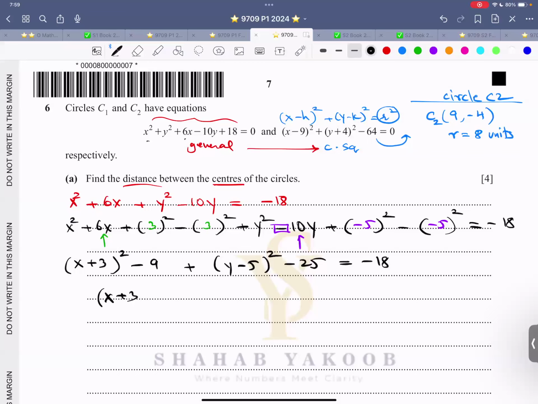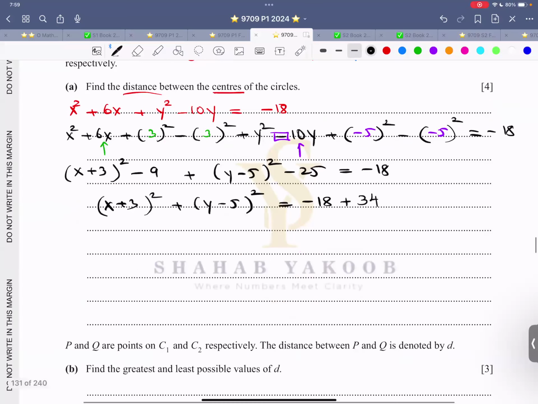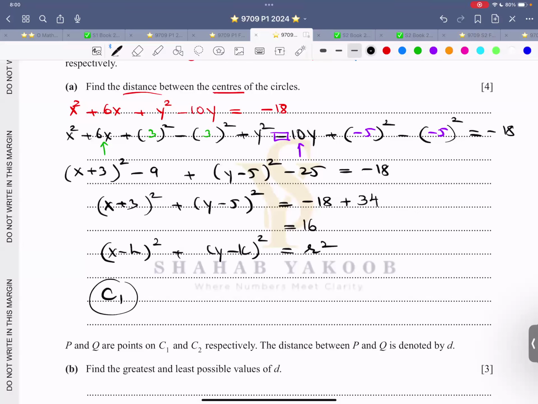So x plus 3 whole square plus y minus 5 whole square, that is negative 18 plus 34. And what is the difference? That is 16. So now right over here, x minus h whole square plus y minus k whole square is r square. So for circle C1, minus h is plus 3, h is negative 3, k is 5, that is the center. And this is C1, not C2. This is C1 center. And the radius is square root of 16, which is 4 units.